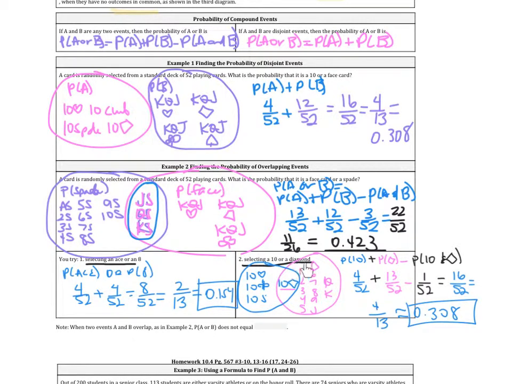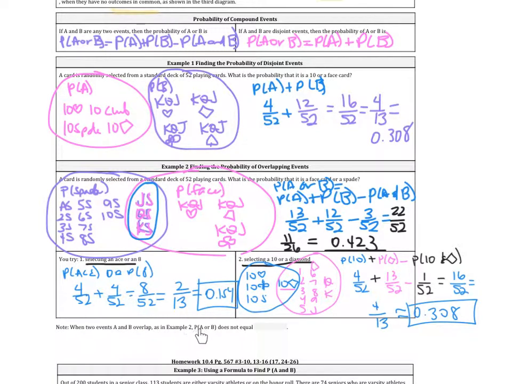So selecting a 10 or a diamond. There are 4 10s in the deck, and diamonds are 13, but it is overlapping. They have one card that's overlapping, the 10 of diamonds. So we take the probability of 10 plus the probability of the diamond minus the probability of both. So it's 4 out of 52 plus 13 out of 52 minus 1 out of 52 equals 16 out of 52, which is 0.308.